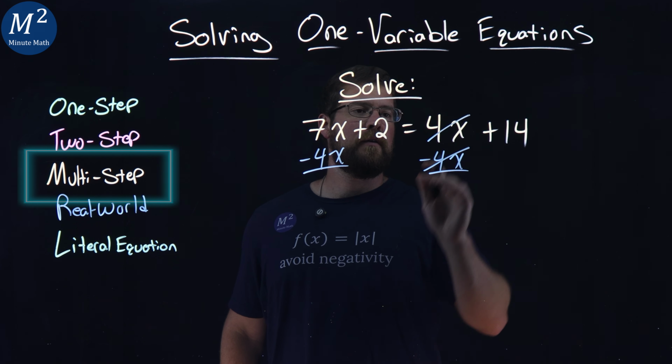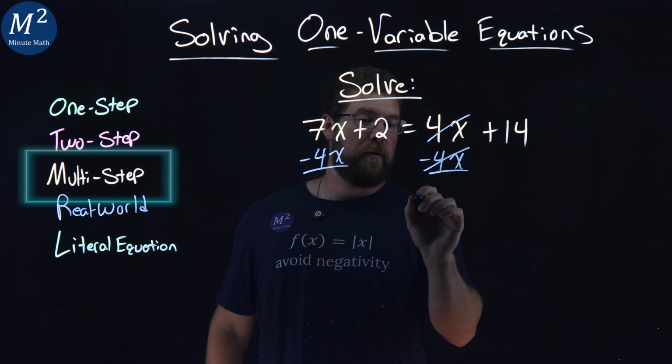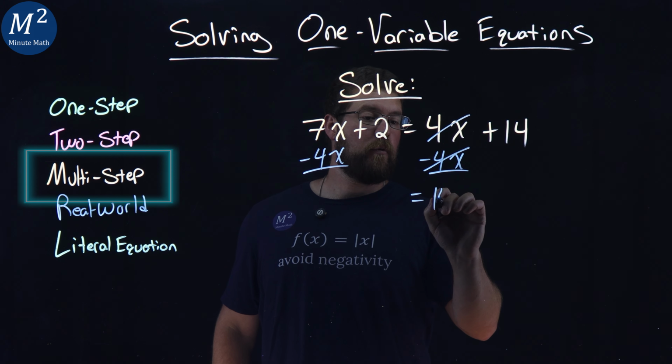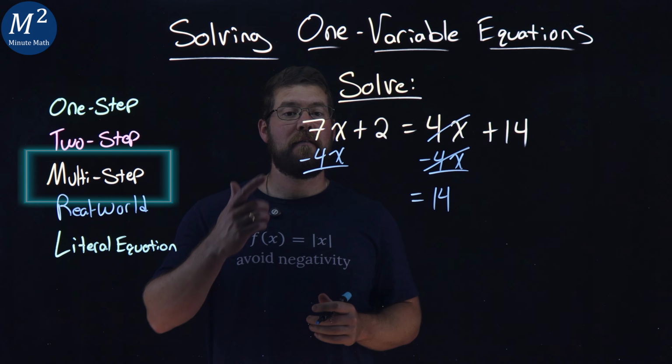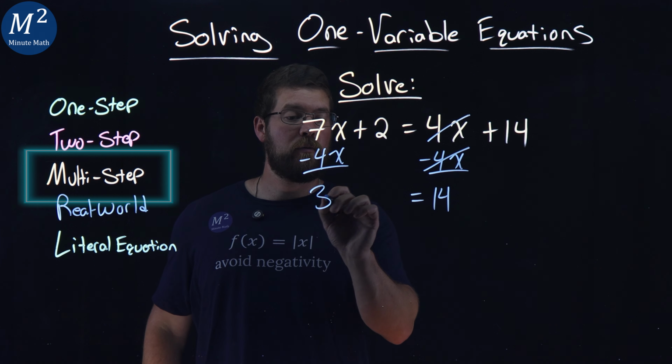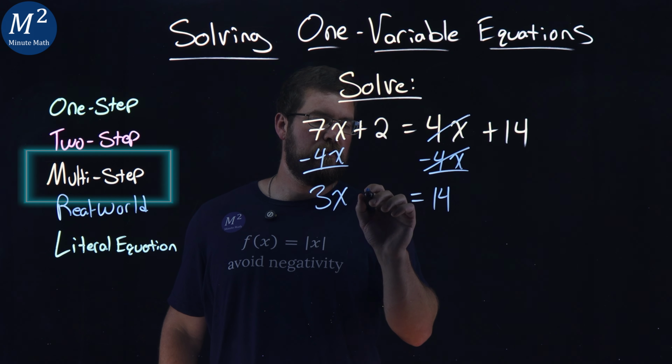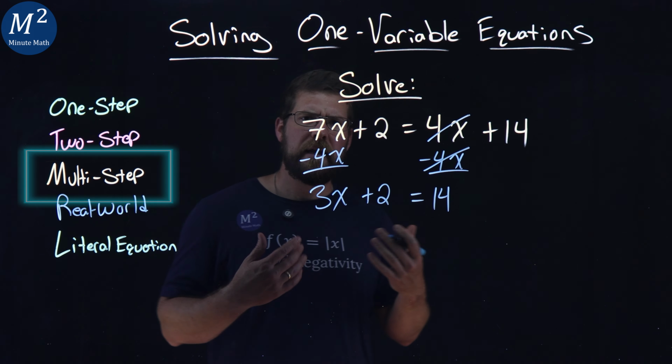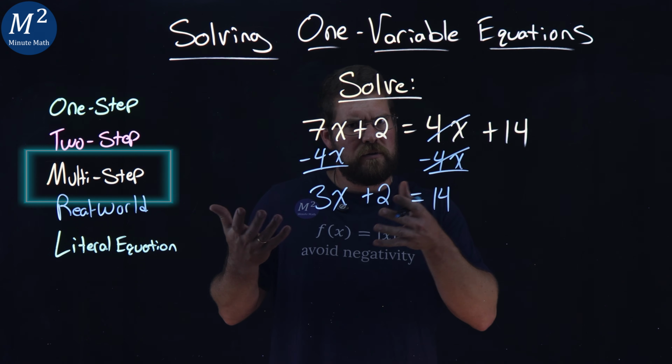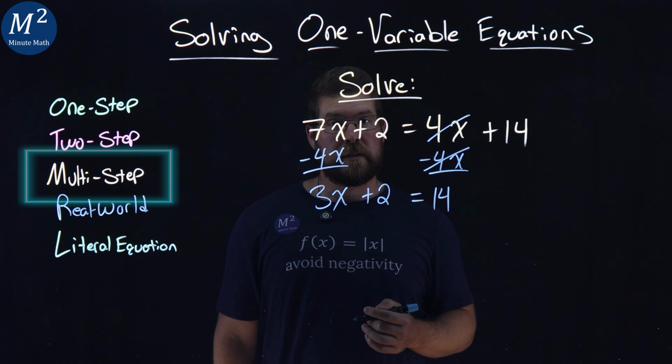On the right here, those 4x's cancel each other out. So we're left with just a 14. Here we have 7x minus 4x, which is a 3x. Then this plus 2 just comes down. Now this looks like a problem we can solve. It's a little easier. We have 3x plus 2 equals 14.